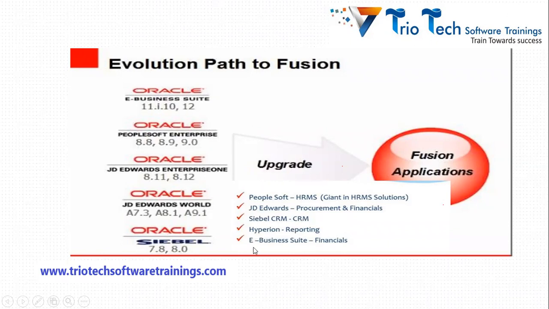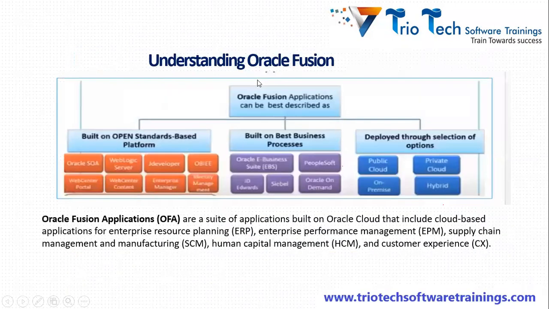Hyperion was a reporting tool. eBusiness was their own developed suite for financials. For HRMS, they acquired the PeopleSoft module, which was a giant at that point of time in the ERP market for human resource management applications. Over time, Oracle came up with the Fusion applications, evolving from e-business suite to Fusion. Now, understanding what Oracle Fusion is.